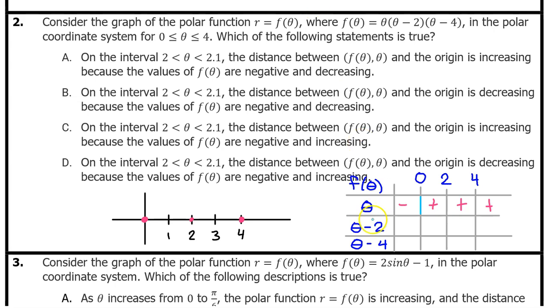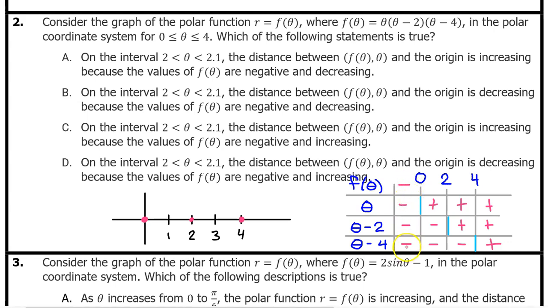The factor of theta minus 2 is equal to 0 when theta is equal to 2. This factor will be negative to the left of 2 and positive for values of theta that are bigger than 2. Theta minus 4 is equal to 0 when theta is equal to 4. This factor will be negative for values of theta less than 4 and positive for values of theta bigger than 4. To determine whether f of theta itself is positive or negative in each interval, you can just count the number of negatives. For an odd number of negatives, f of theta will be negative.